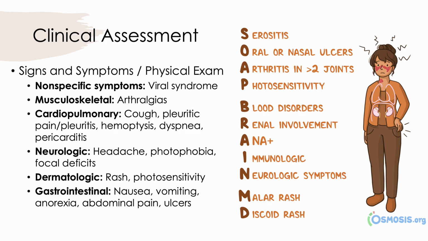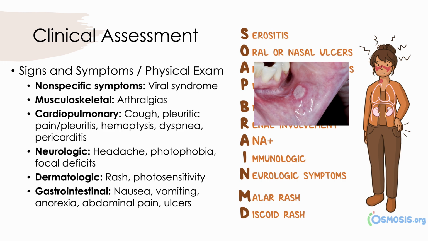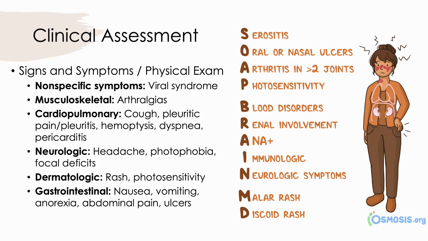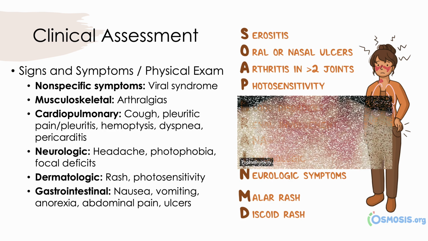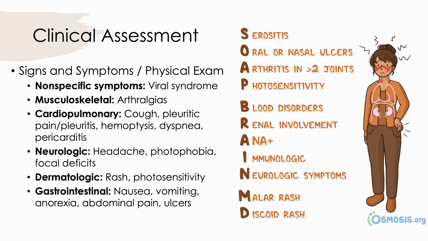You may recall the SOAP BRAIN MD mnemonic that we learned during didactic year. S stands for serositis, which includes pleuritis, pericarditis, or peritonitis. O is for oral or nasal ulcers, which present similarly to aphthous ulcers. A is for arthritis in greater than 2 joints. P is for photosensitivity, which means extreme sensitivity to the sun, leading to burning more easily after sun exposure. B is for blood disorders, which include anemia, leukopenia, thrombocytopenia, lymphadenopathy, and or splenomegaly. R stands for renal involvement, which means lupus nephritis, which we will talk about in a moment.